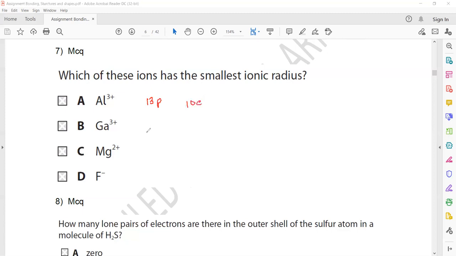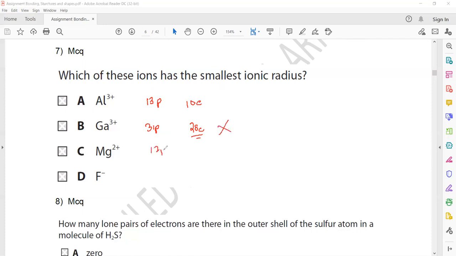In case of gallium, 31 protons are there, and it will have 3 charges, so it will be 28 electrons. But because of 28 electrons, it will be too large, so many electron shells are there, so it cannot be gallium. We need the smallest.